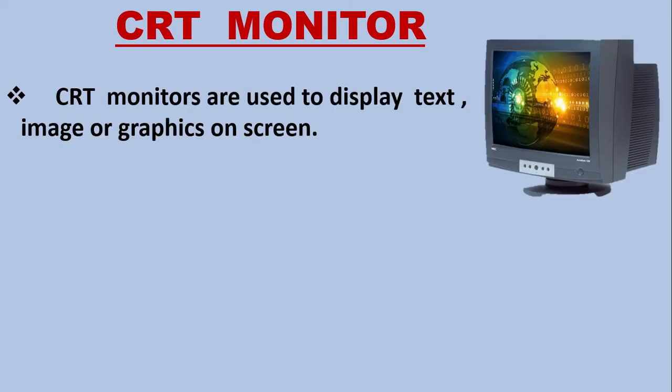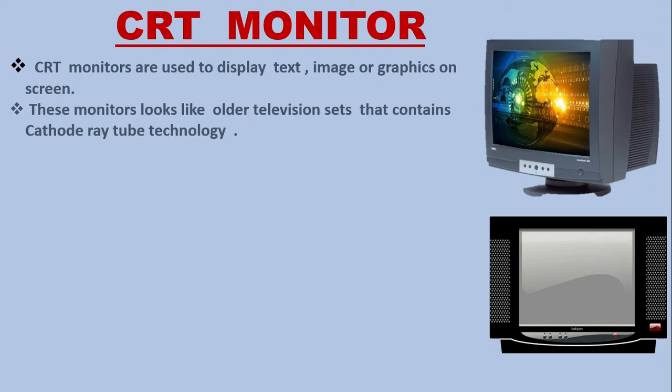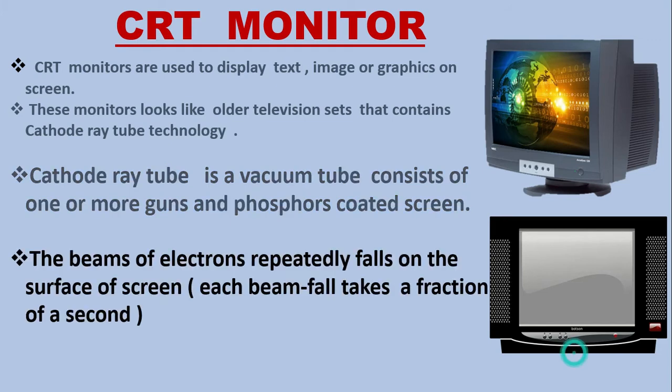CRT monitors are used to display text, image, or graphics on screen. These monitors look like older television sets that contain cathode ray tube technology. Cathode ray tube is a vacuum tube that consists of one or more guns and a phosphorus coated screen. These beams of electrons repeatedly fall on the surface of the screen. Each beam fall takes a fraction of a second.